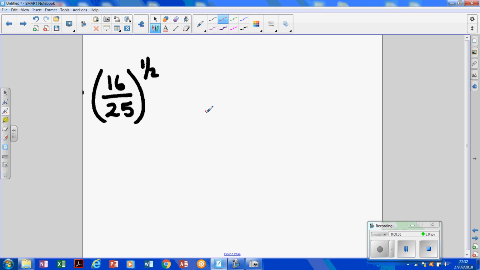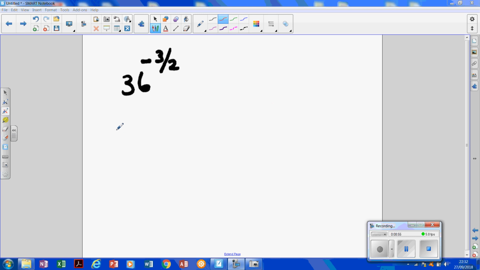Right, next one is 16 over 25 to the power of a half. Split it. So really, to the power of half is the square root, so it's the square root of 16 divided by the square root of 25. Square root of 16 is 4, square root of 25 is 5, so your answer is 4 over 5.